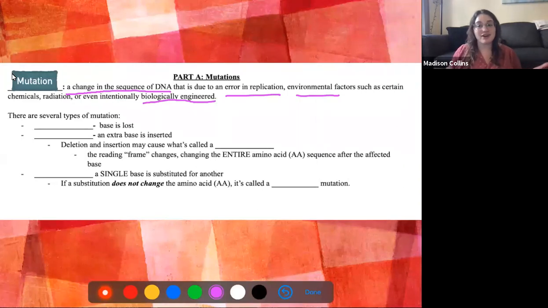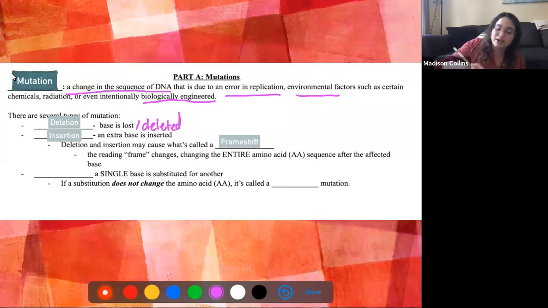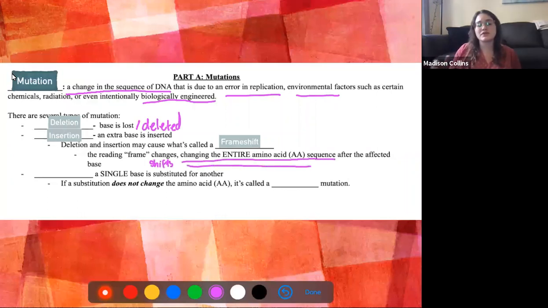So when a base is lost or deleted, we're going to call that, you guessed it, a deletion mutation. Okay, when a base is inserted, we're going to call that an insertion mutation. See, thankfully, these words are pretty easy to remember. When a base is lost, it's called a deletion. When a base is added, it's called an insertion. Now, deletion and insertion mutations can actually cause what's called a frame shift, meaning that the reading frame shifts or changes, which actually changes the entire amino acid sequence. And I'll show you a picture of what that looks like.